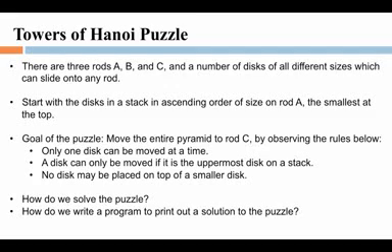In this puzzle, there are three vertical rods. I call these rods A, B, and C. And there are a certain number of discs. Each of these discs has a different radius from the other discs, and each of these discs can slide into any of the rods.